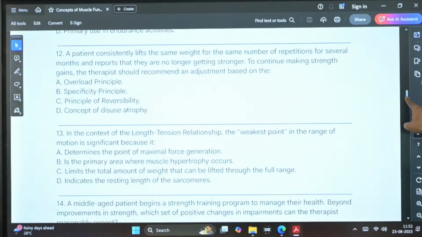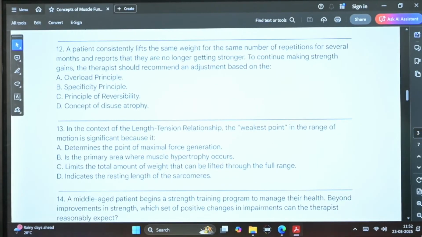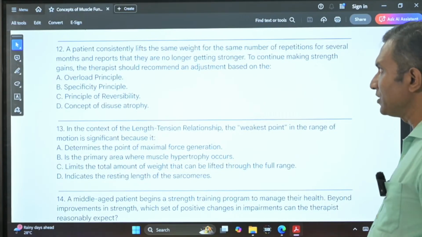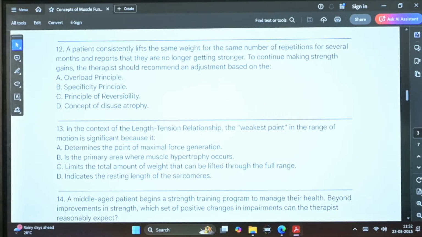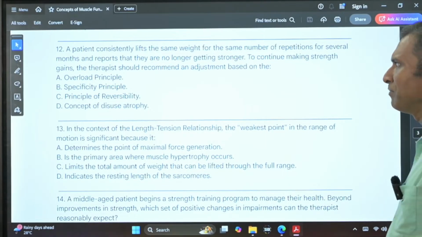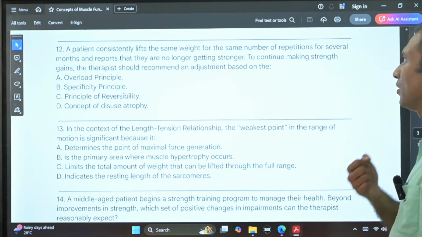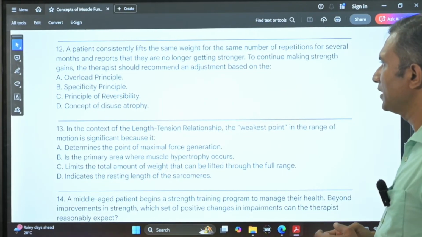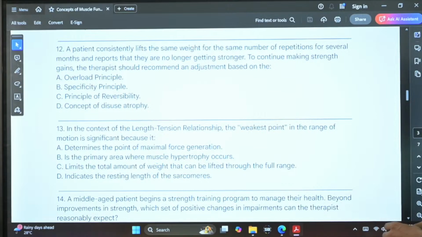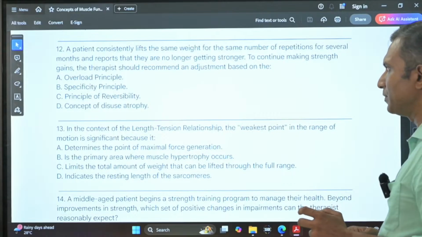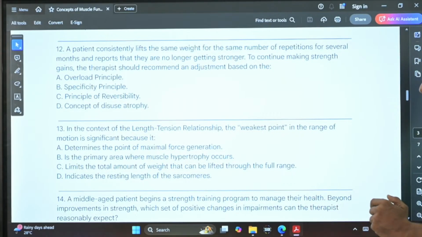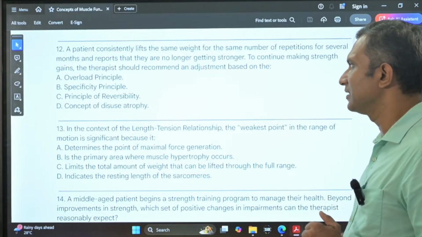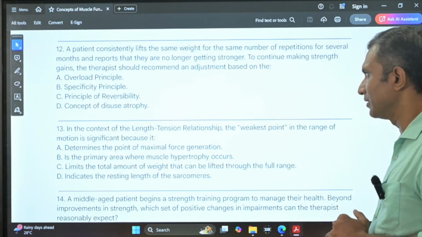Okay, we are going to question number 12. A patient consistently lifts the same weight for the same number of repetitions for several months and reports that they are no longer getting stronger. To continue making strength gains, the therapist should recommend an adjustment based on the A, overload principle, B, specificity principle, C, principle of reversibility, D, the concept of disuse atrophy.